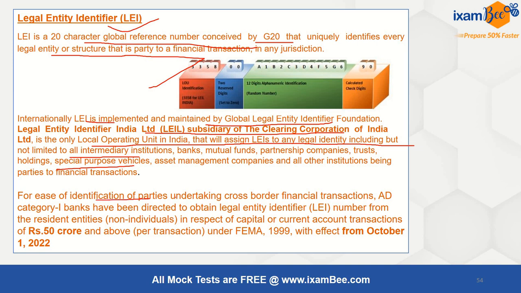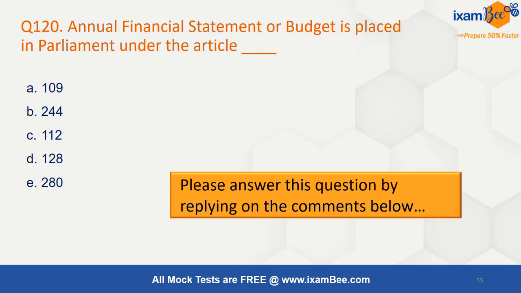For the ease of identification of the parties undertaking cross-border financial transactions, AD Category 1 banks have been directed to obtain the LEI number from the resident entities in respect of capital and current account transactions of 50 crore and above. Effective from October 2022, this is under FEMA 19.